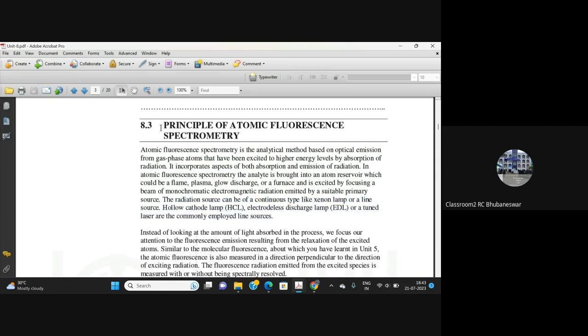When the question comes, what is the principle of atomic fluorescence spectroscopy, what is the principle of UV visible spectroscopy, what is the principle of IR spectroscopy, I think by this time you are all confident enough to write the principle. If you understand it, the process is almost more or less the same for everything. The process is the same, but the source, the excitation part or emission part are different. So you can tune your writing accordingly.